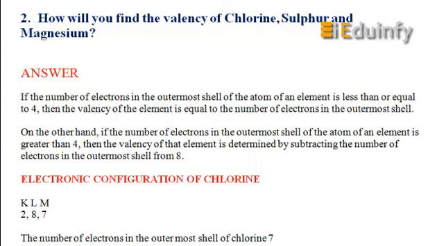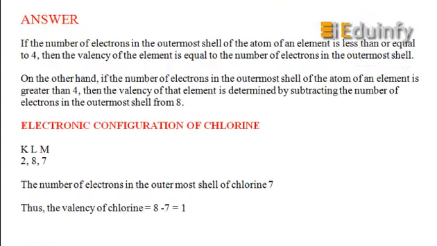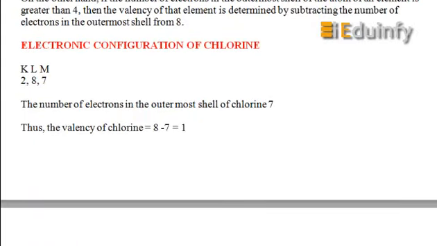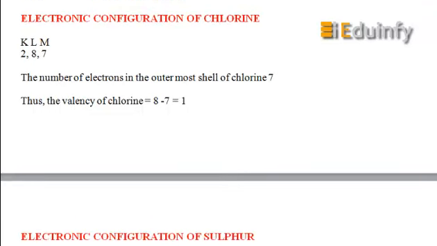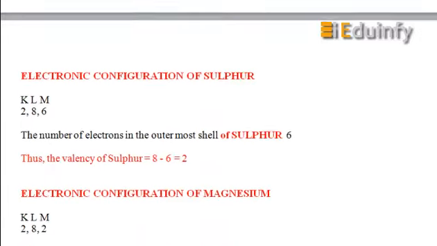So now we are going to find the chlorine first valency. Electronic configuration of chlorine is, in K shell it will have 2 electrons, in L shell it will have 8 electrons, and in M shell it will have 7 electrons. So in outermost shell it has 7 electrons, which is greater than 4. So we will subtract it from 8. So 8 minus 7 is 1. So valency of chlorine is 1.